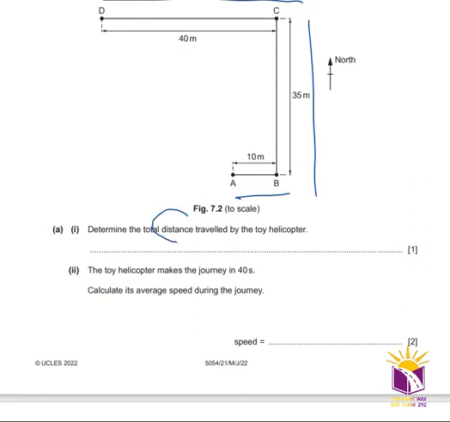What do we have to find? Total distance. From A to B it is 10 meters, from B to C it is 35, and from C to D it is 40. By adding all these, 40, 70, 80, 85 meters. So the total distance traveled by the body is 85 meters.